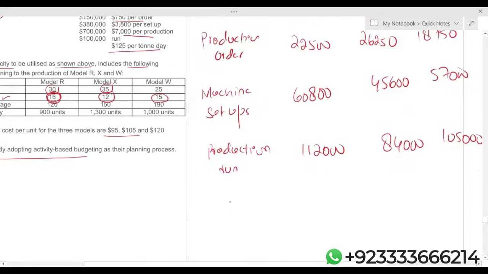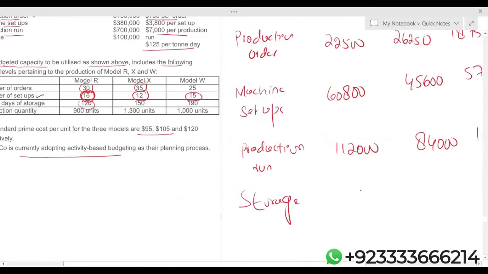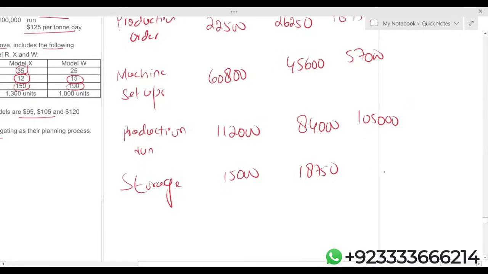Then storage cost. 120 days, it's 125 per ton day. 125 into 120 is 15,000. Then 150 into 125 is 18,750. Then 190 into 125 is 23,750.